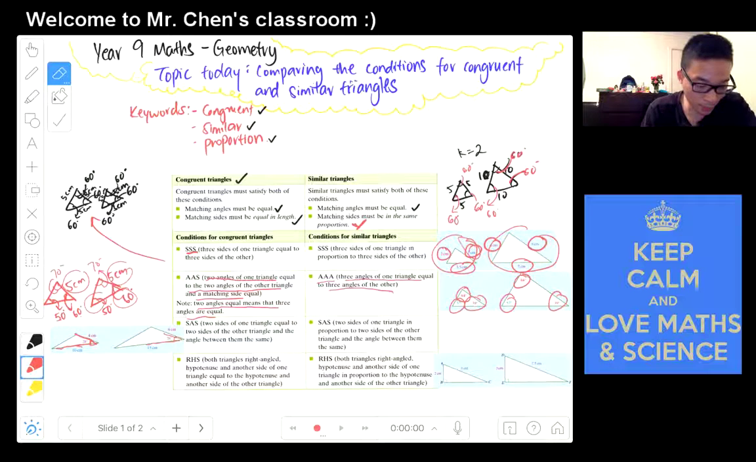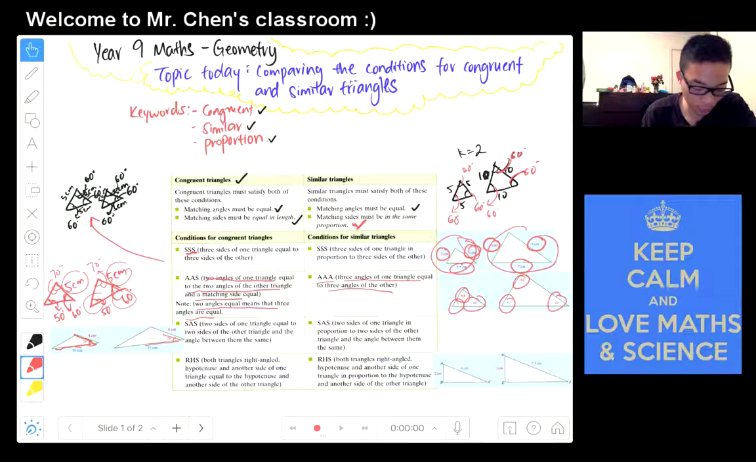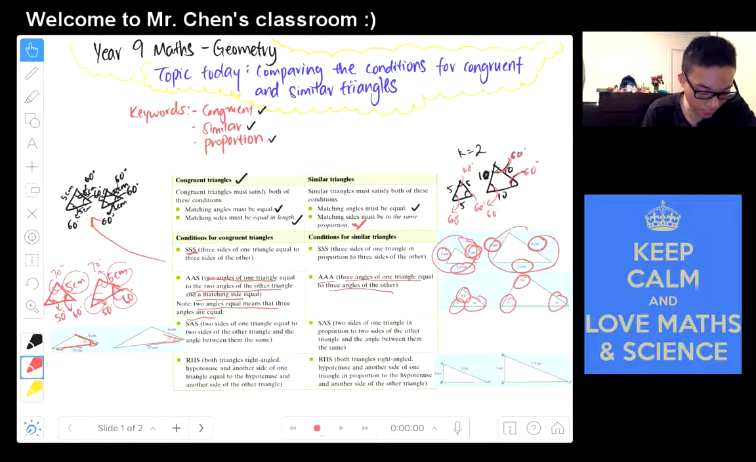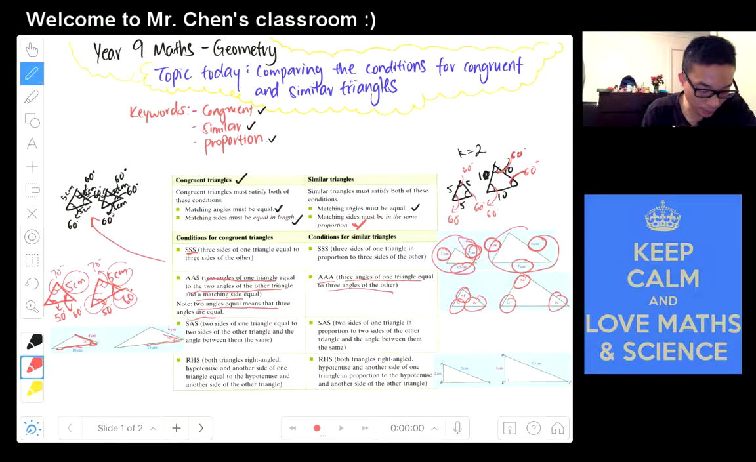So what it means is, I need to stop moving this. Oh, I just want to move that triangle. How do I want to move that? Oh no. Okay.